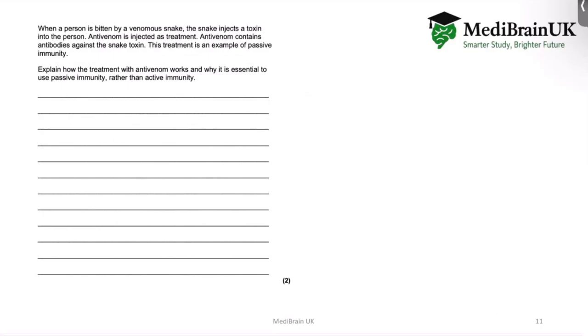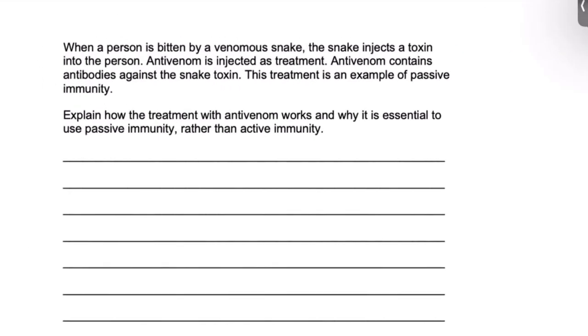And then we've got our final question over here, and this is the venomous snake example that I was giving you. So it says when a person is bitten by a venomous snake, the snake injects a toxin into the person. Antivenom is injected as treatment. Antivenom contains antibodies against the snake toxin. This treatment is an example of passive immunity. Explain how the treatment with antivenom works and why it is essential to use passive immunity rather than active immunity.